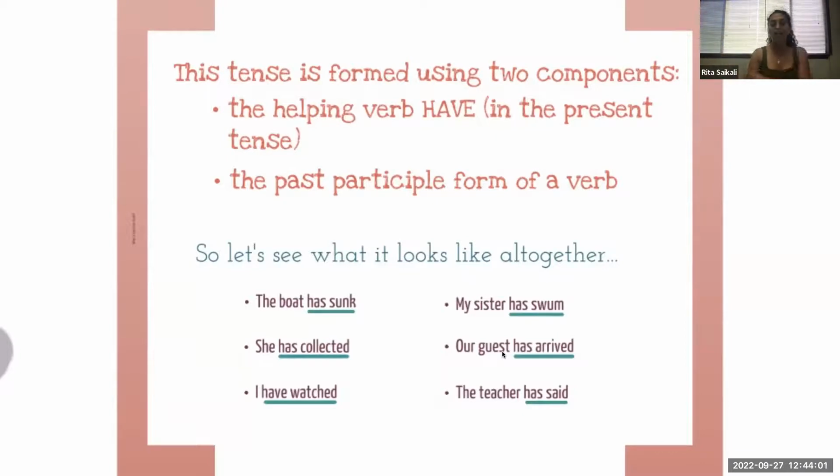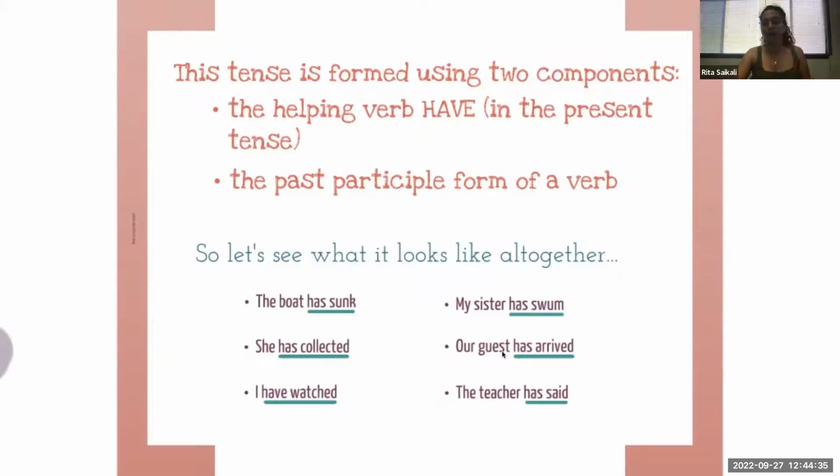Our guest has arrived. Has is in the present, arrived is in the past. Does that make sense? And again, in all of these: I have watched. The teacher has said. These are all conjugated the way they should be. So when we are using these, the time isn't important. It happened in the past, but we don't care when it happened. We just care that it did.